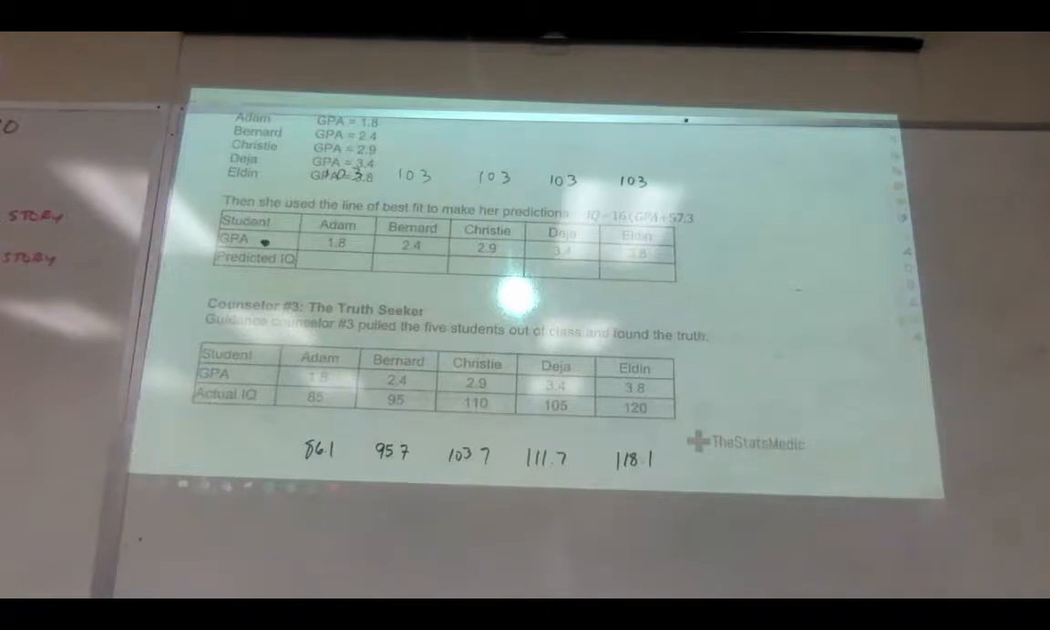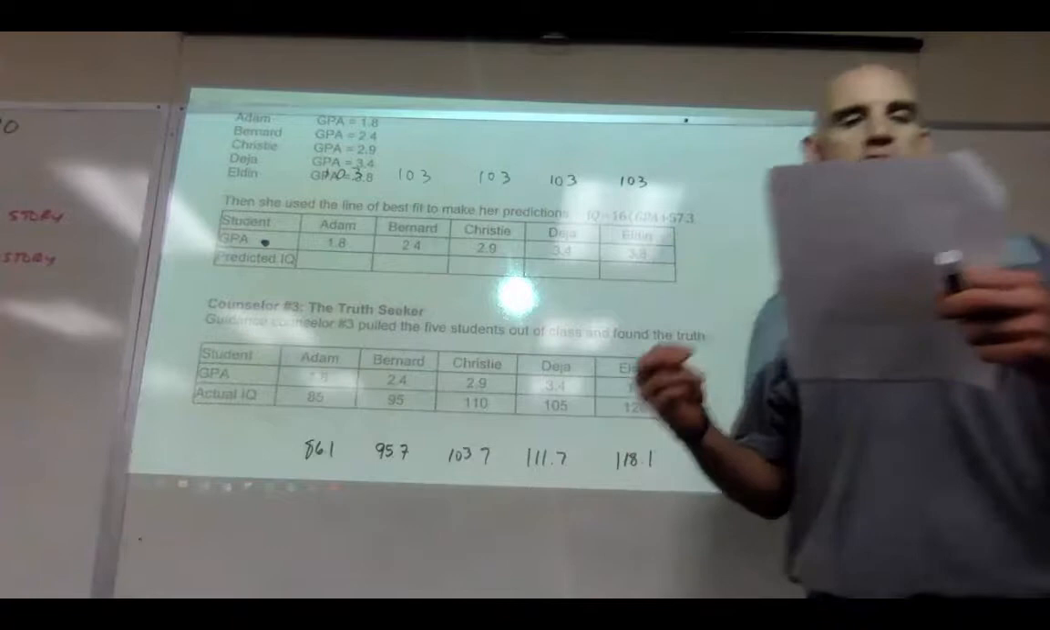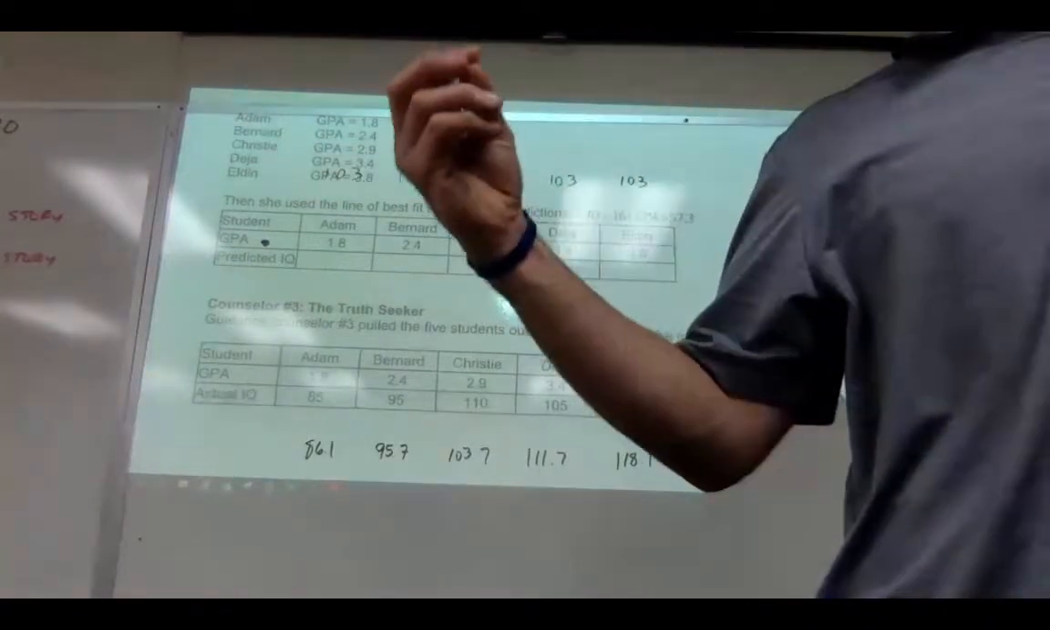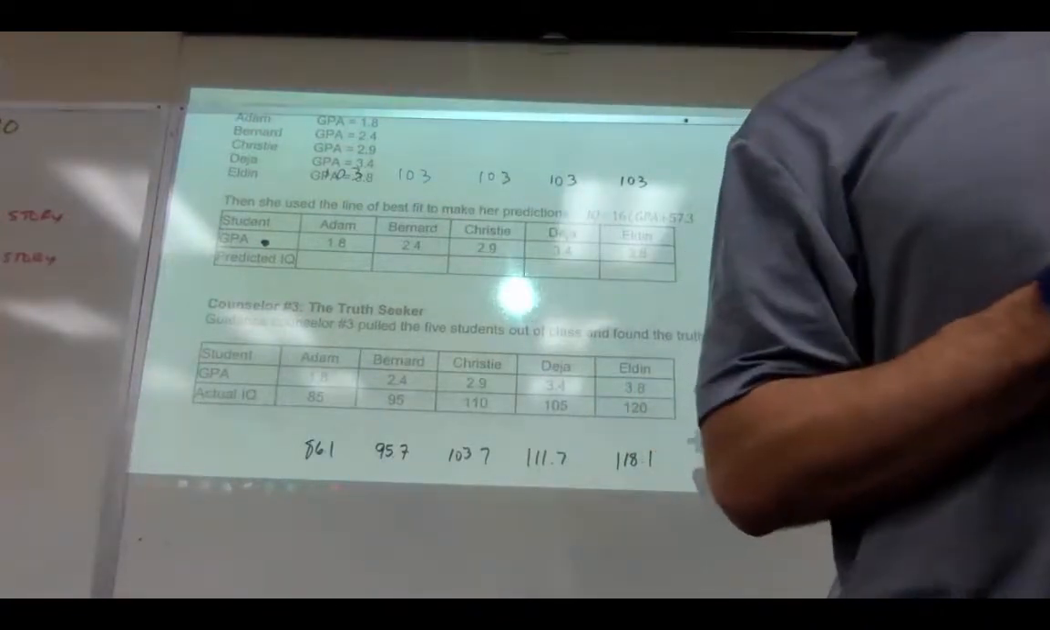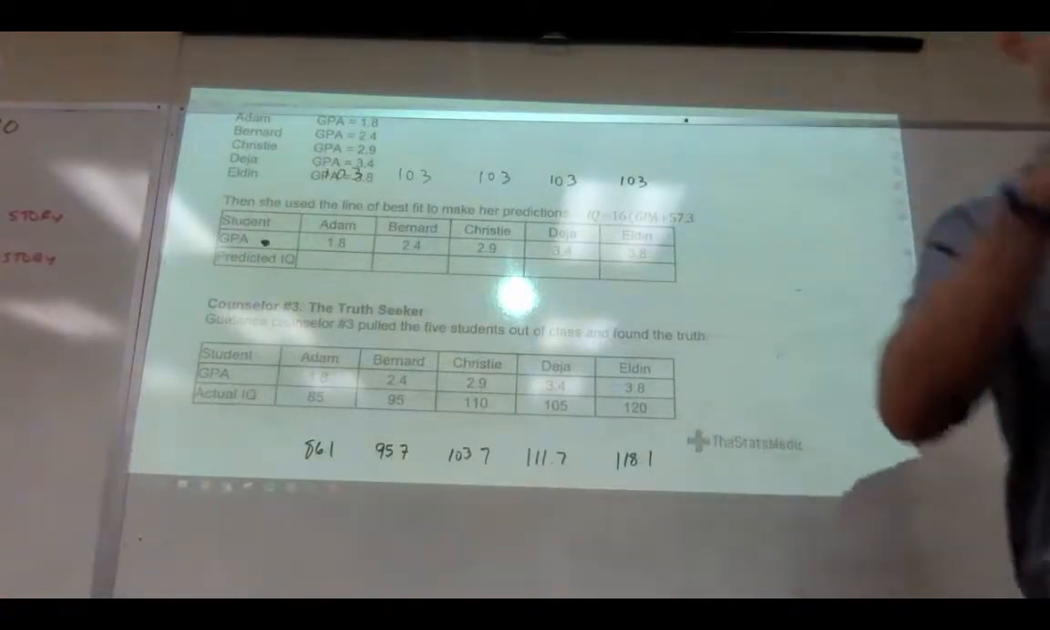So flip the page. Here's what we're going to do. Now we're going to calculate some residuals. In this top chart, it's asking which counselor made better predictions. Is that really easy to discern? It is? Yes.